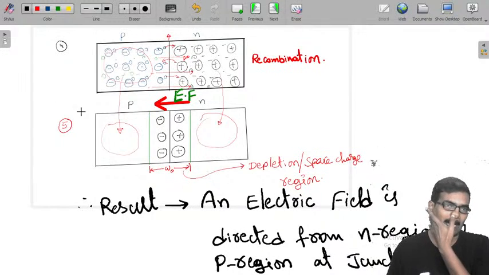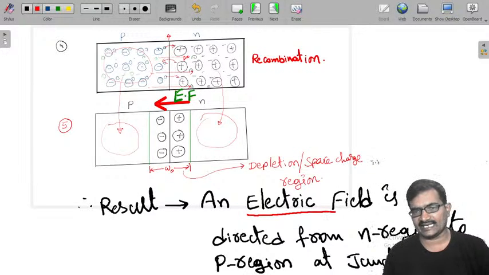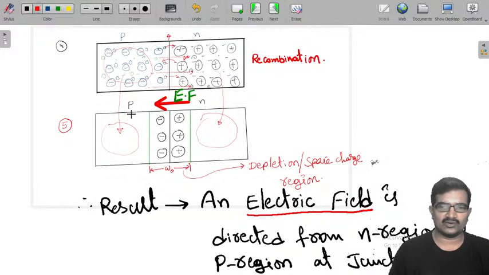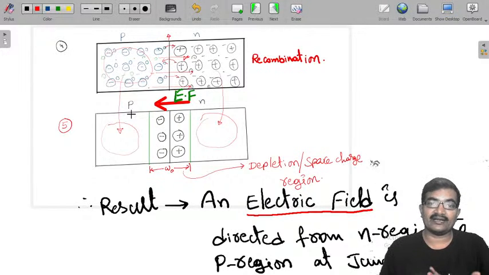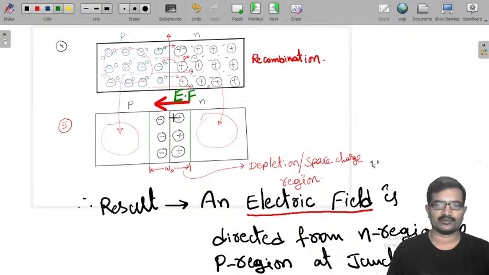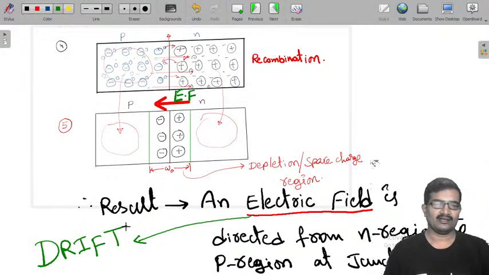Okay. Now, once an electric field is directed at a junction, as we already studied, if any electric field is there, it results in drift movement of carriers taking place. Due to this electric field, a drift movement of carriers is going to take place. So the next action taking place here is drift.